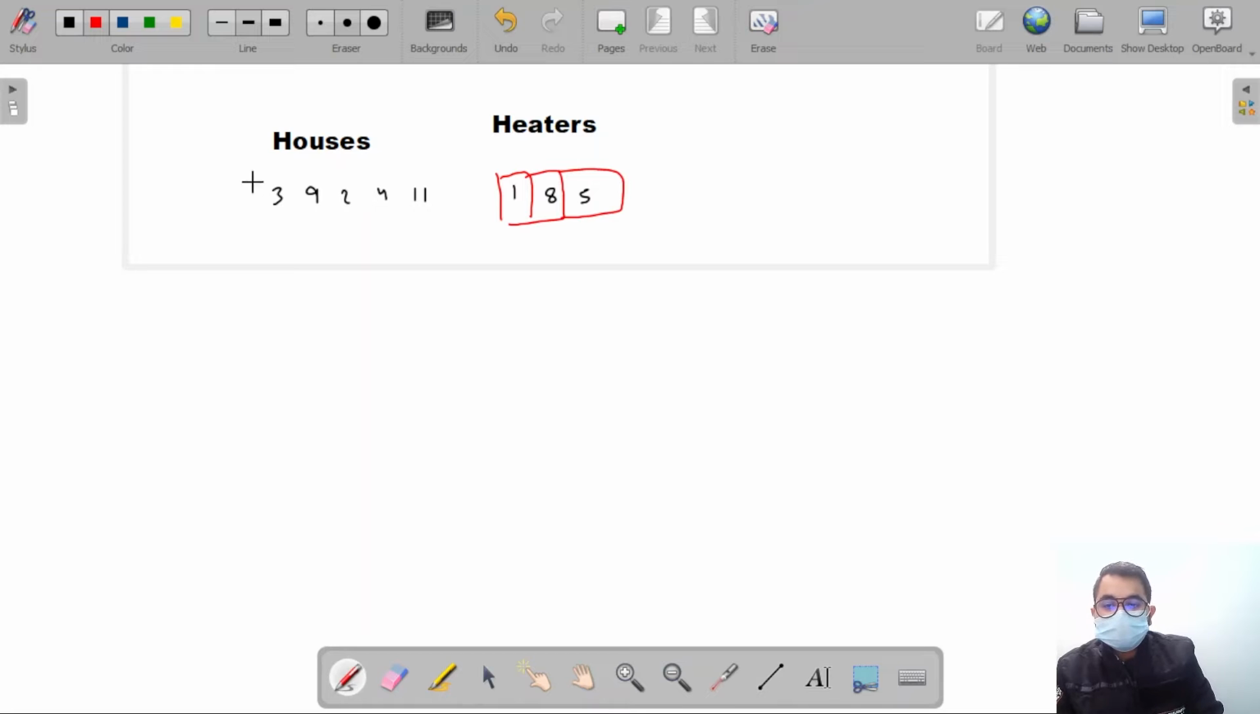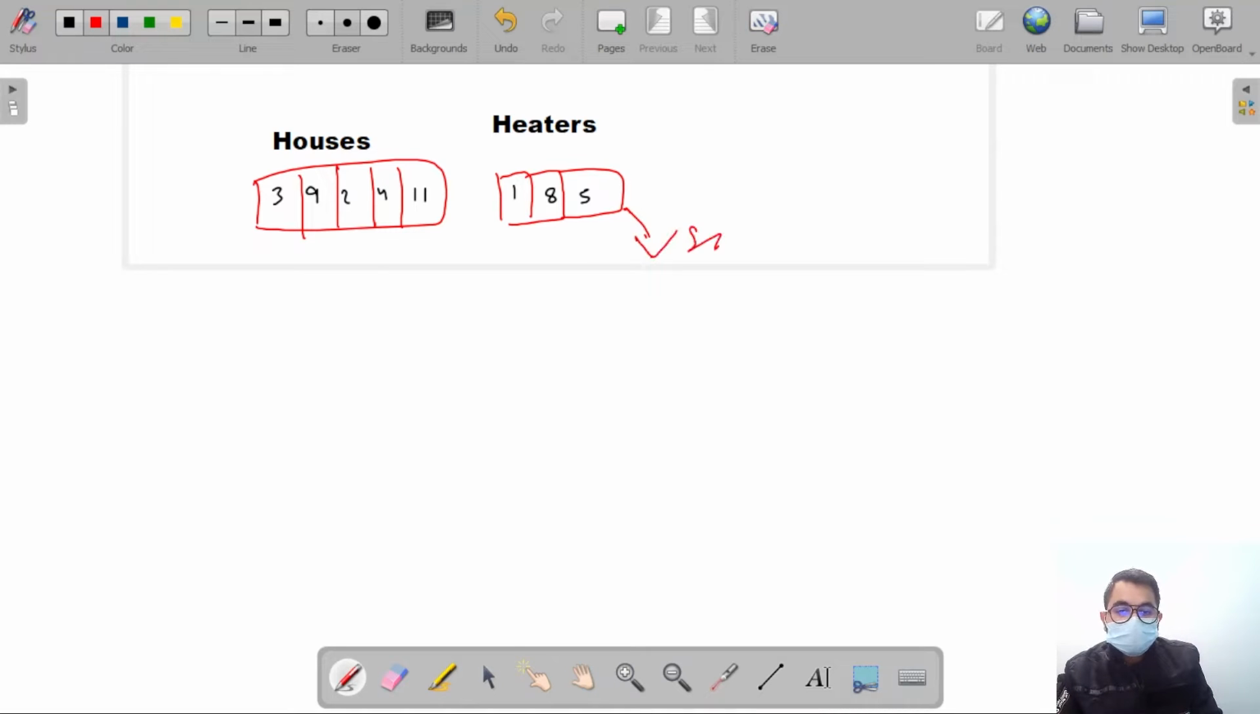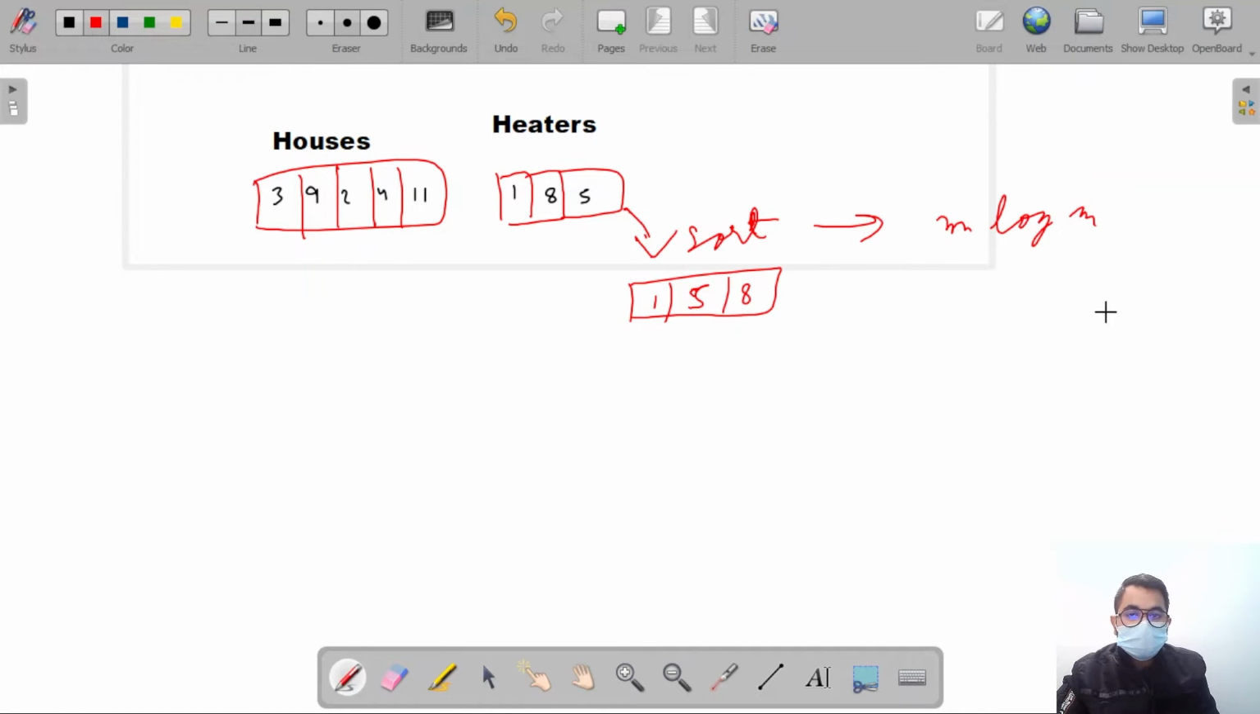This was my heaters array, this was my houses array. What I did was sort this, and it became 1 5 8. And how much time did it take? M log m. So this much time it takes to sort the array. Now I'm going to go from one house to the other and find the floor.